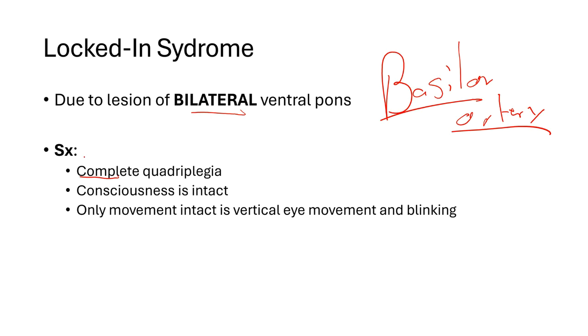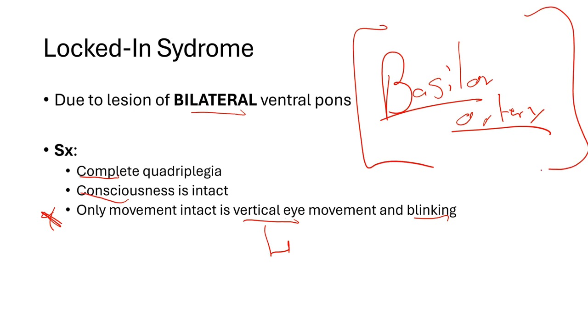You cannot move the right side of your body, and you cannot move the left side of your body because both sides are damaged. Your consciousness is typically intact here, and the only movement that you typically get is vertical eye movement and blinking. And the reason being is because these functions come from the midbrain, and the midbrain is intact. This describes locked-in syndrome, a complete occlusion of the basilar artery, where the only thing you can do is blink and move your eyes up and down, or vertically.